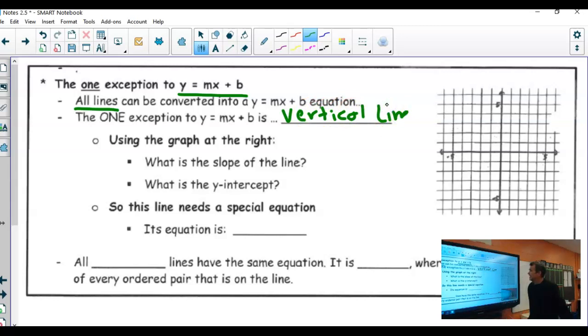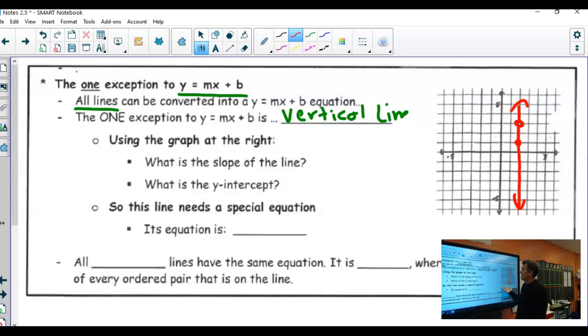A vertical line is the only type of line that you cannot write the equation for in slope-intercept form. And I'm going to do an example here. So let's look at this vertical line. Let's put it right here. And I'm going to pick a couple points on this line like those. And we're going to look at them.